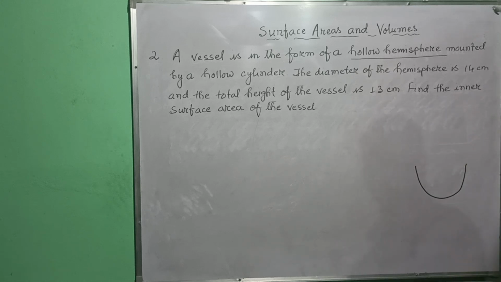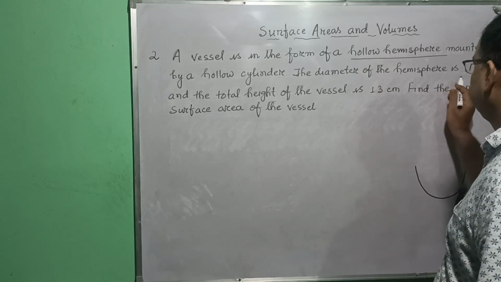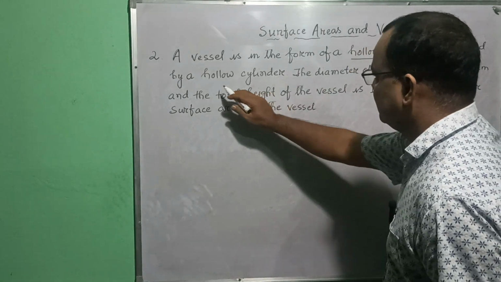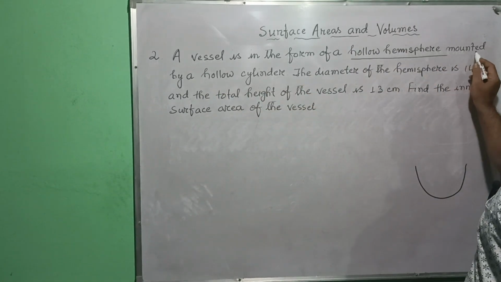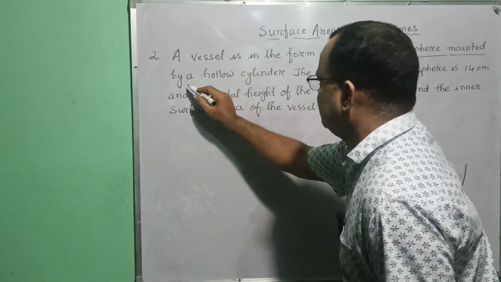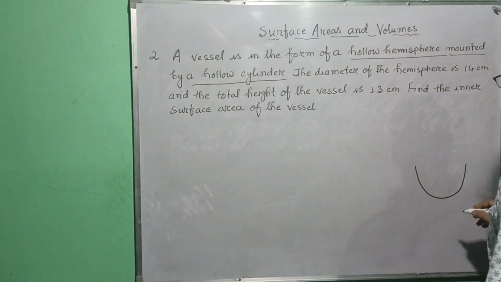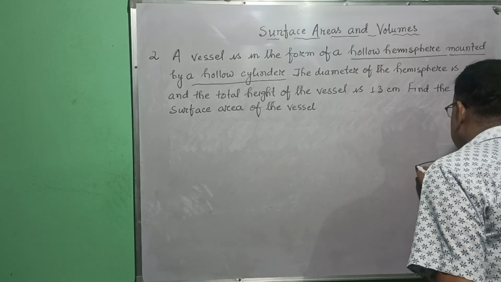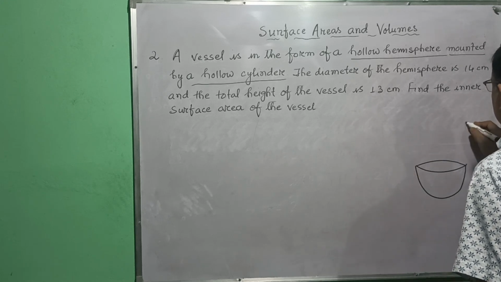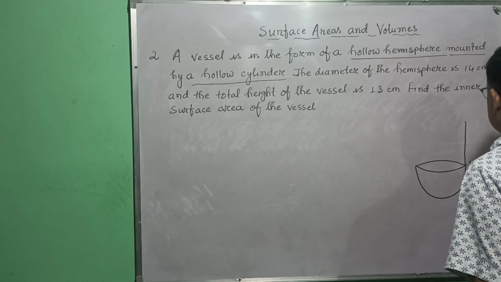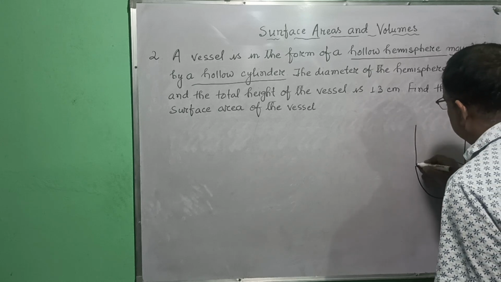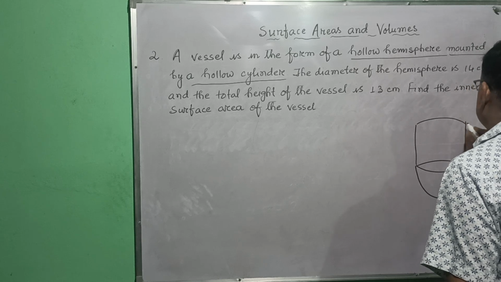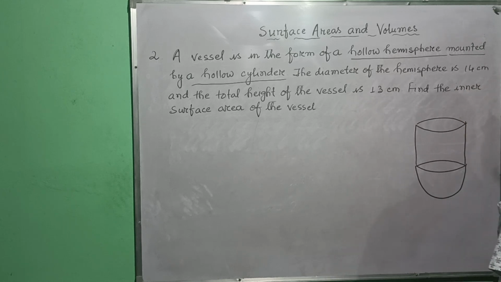So let it be the hemisphere. Then it is given that it is mounted by a hollow cylinder. So here another cylinder is there. We'll draw it in this way. So here is the cylinder, meaning the cylindrical part. So this is the figure in this way.